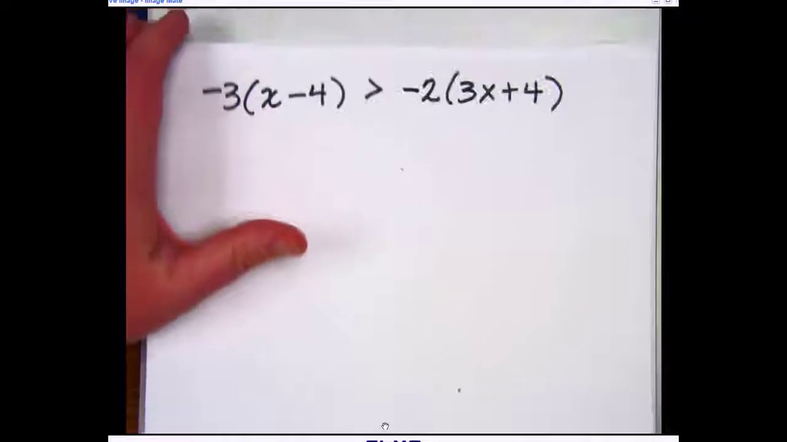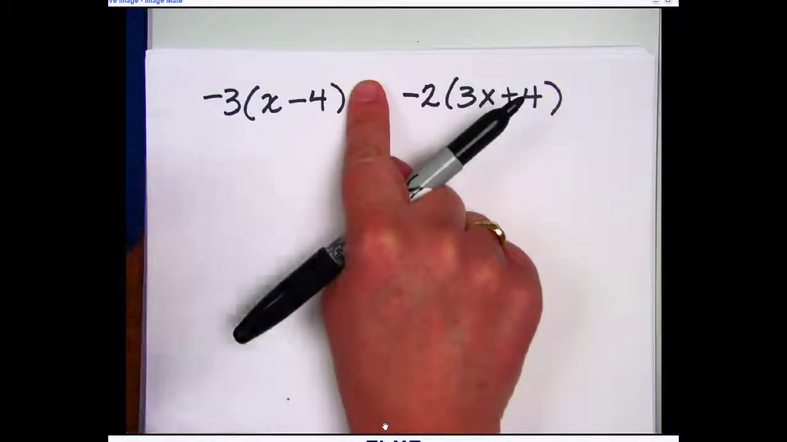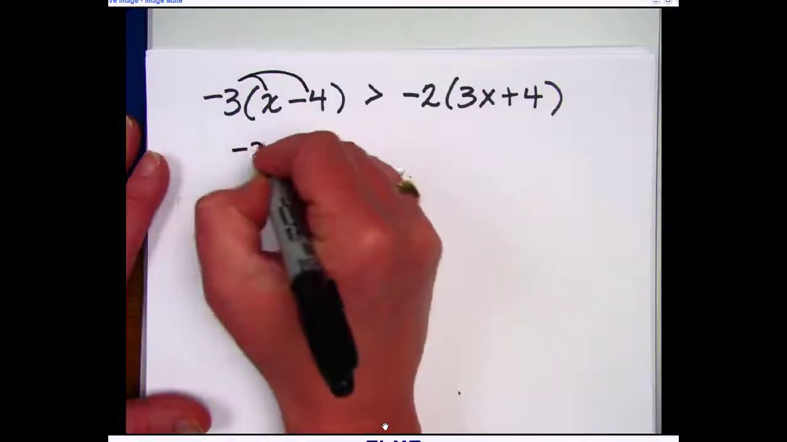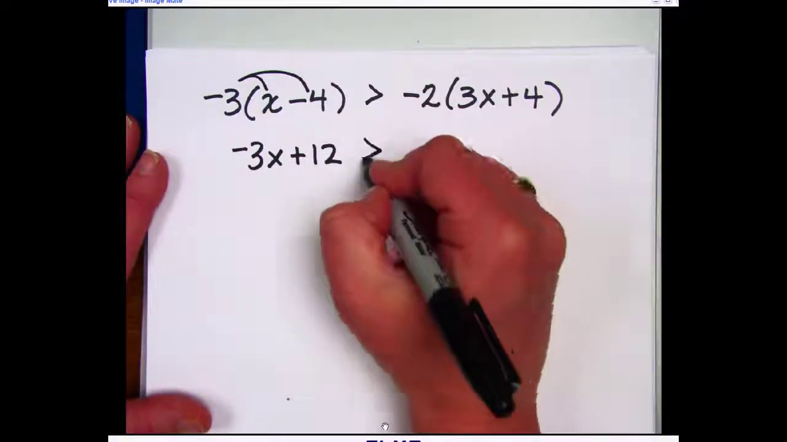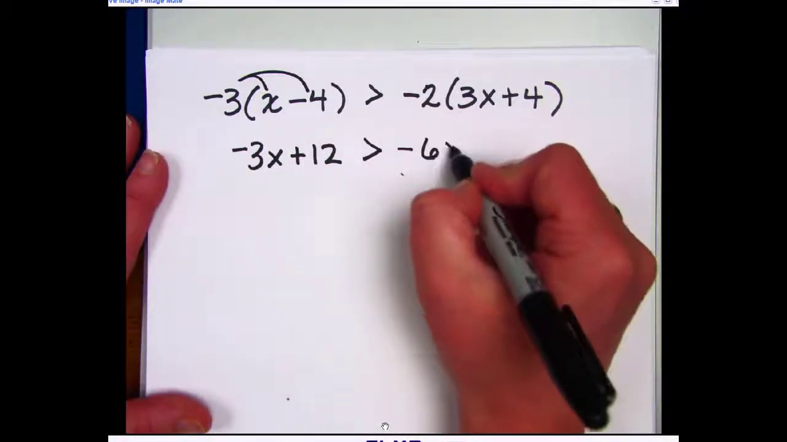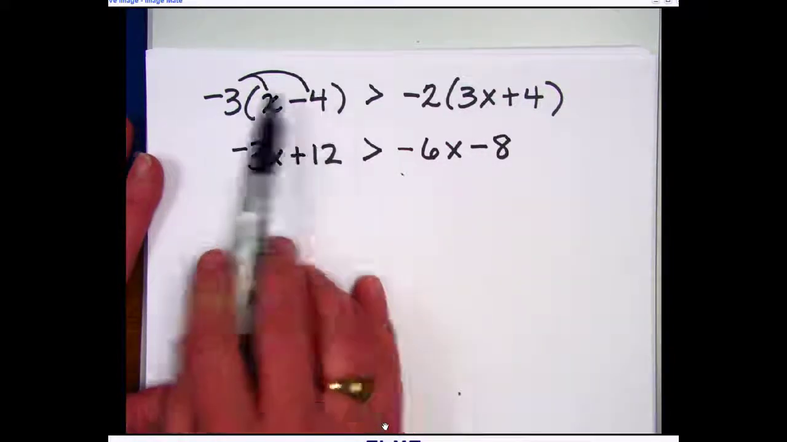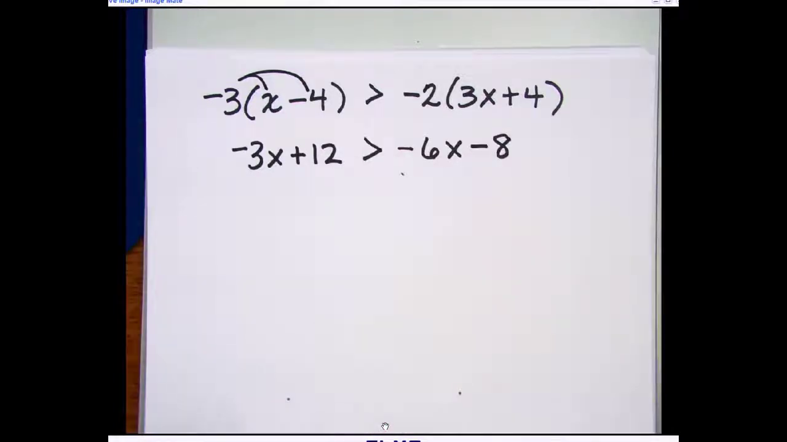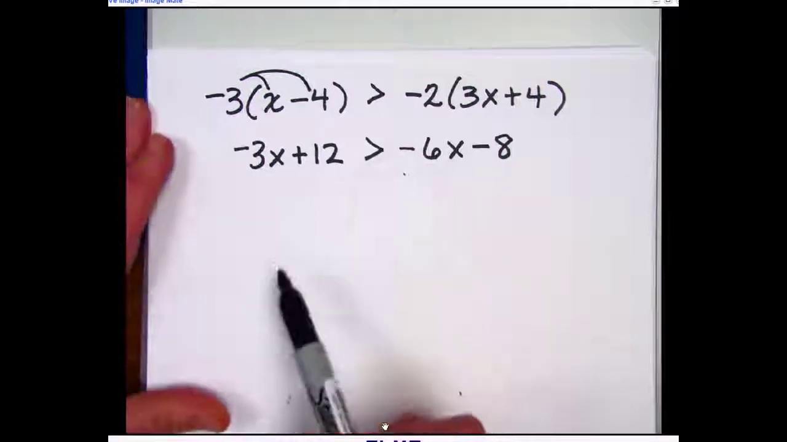All right. Just like with equations, if you get confused, say, what would I do if this was an equation? We would have to distribute our number through. Minus 3x plus 12, minus 6x minus 8. Now we did multiply by a negative number, but we didn't do it on each side, okay? So we don't need to worry about reversing until we do something on each side, okay?